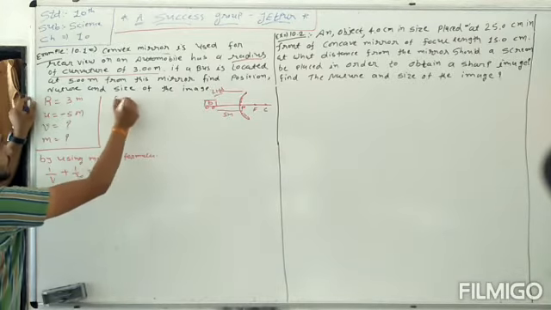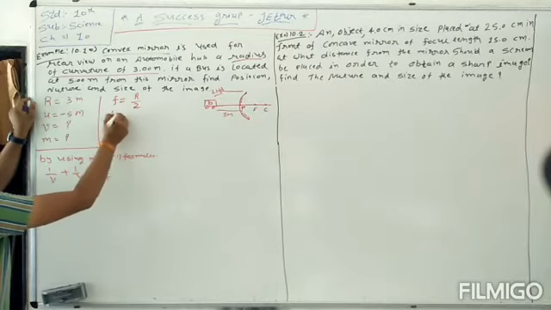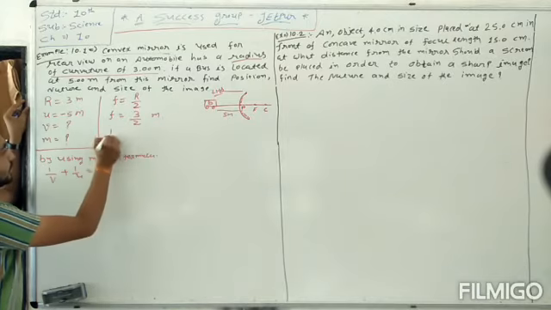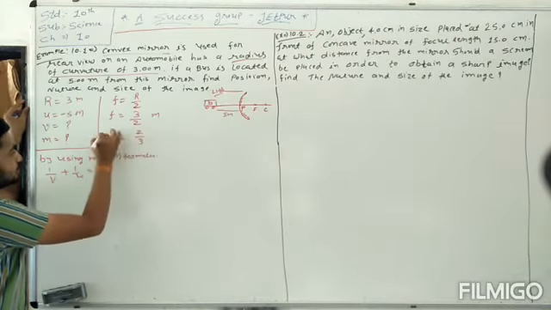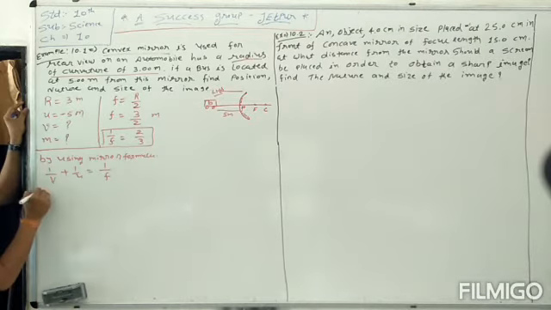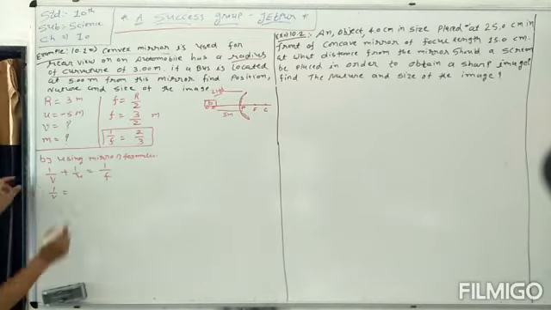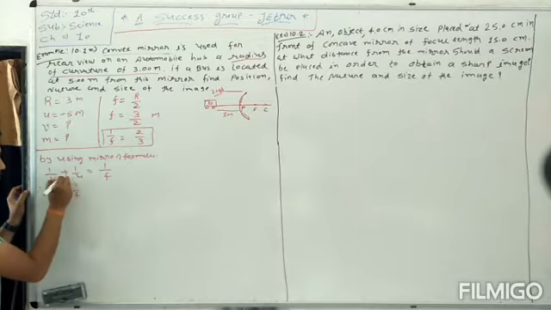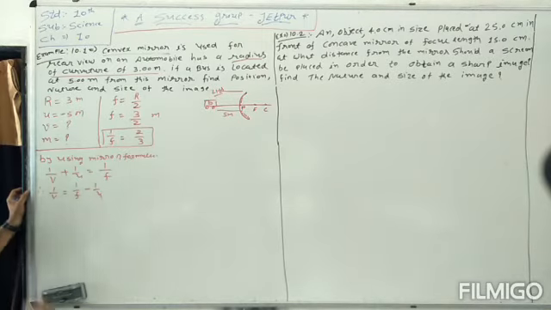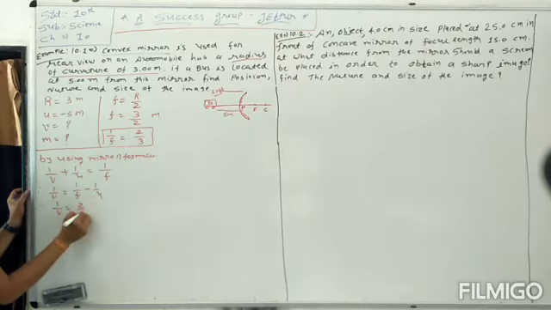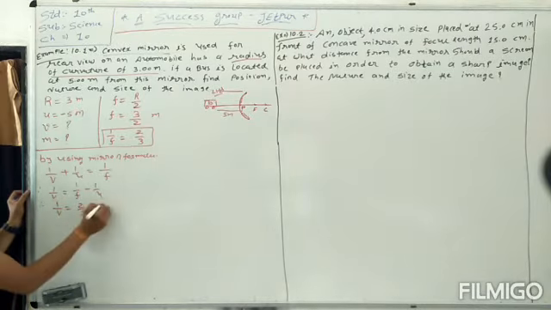By using the formula F is equal to R by 2, F is equal to 3 by 2 meter. So reciprocally 1 by F is equal to 2 by 3. All these values are placed in this equation. We have to find V, so we can make V the subject. This value goes from the left-hand side to the right-hand side, so the plus becomes minus: 1 by V is equal to 1 by F minus 1 by U, which is 2 by 3 minus 1 by U.